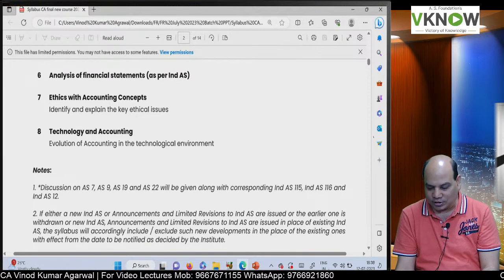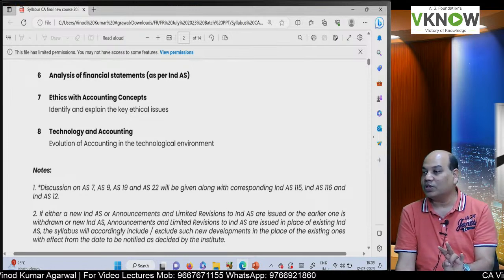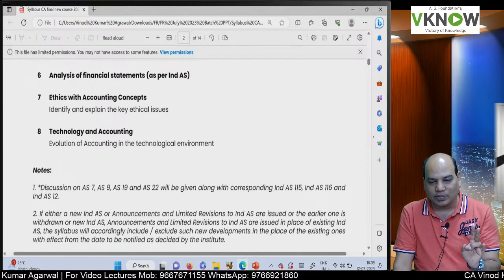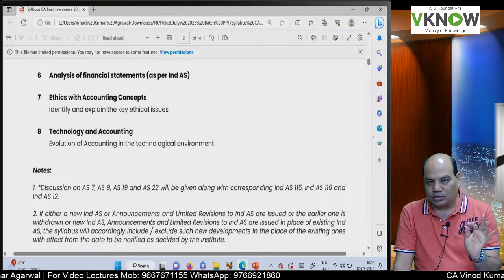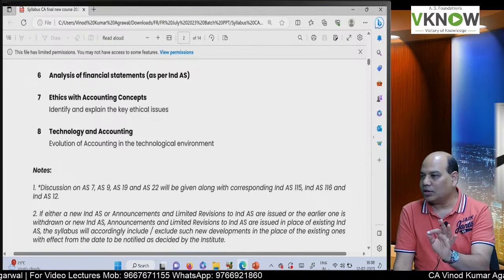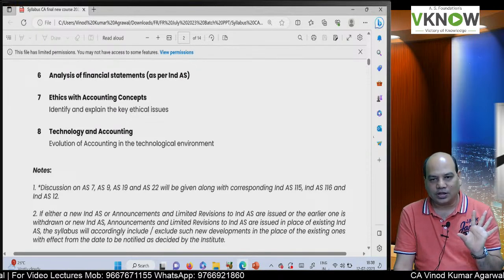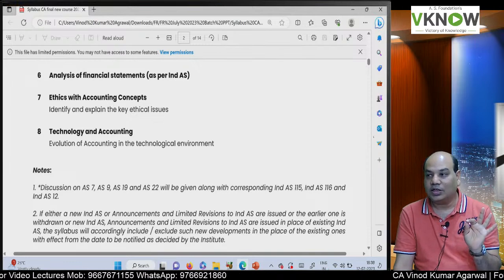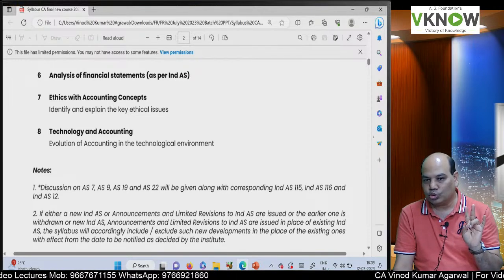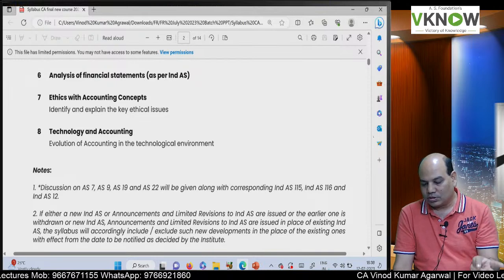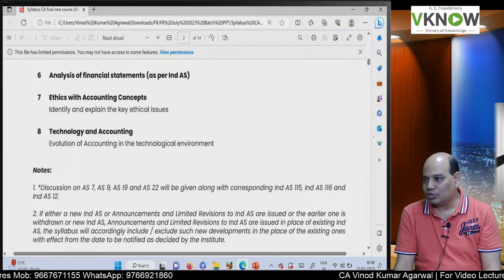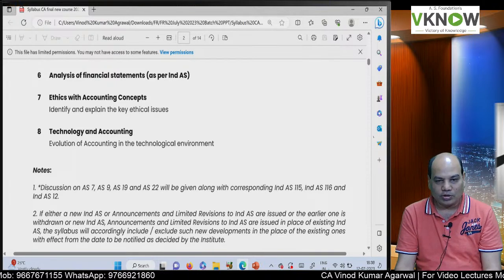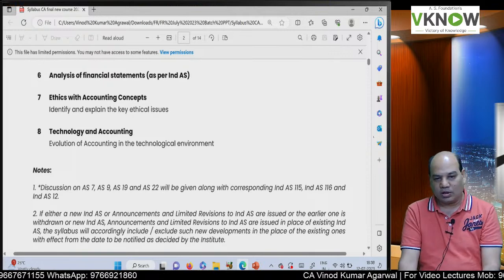Theory topic, interesting topic. And which 2 topics have they removed from the syllabus? Corporate social responsibility, CSR, they have removed, and integrated reporting. So those 2 are theory topics, substituted by 2 topics: ethics and accounting concept, technology and accounting.